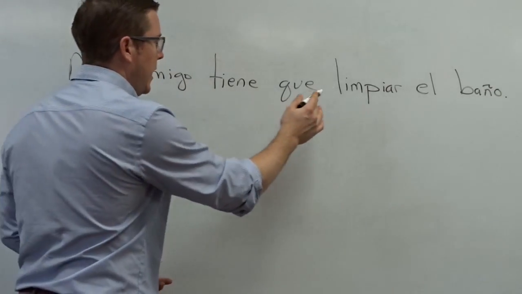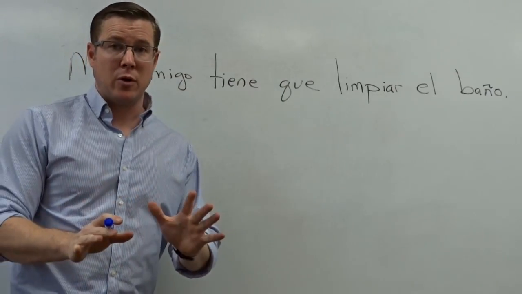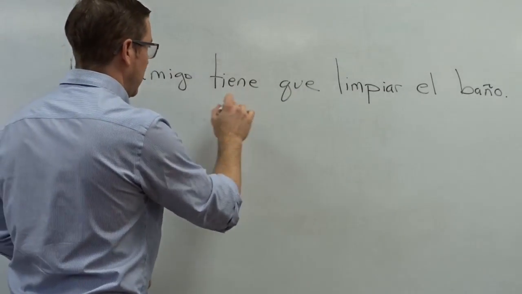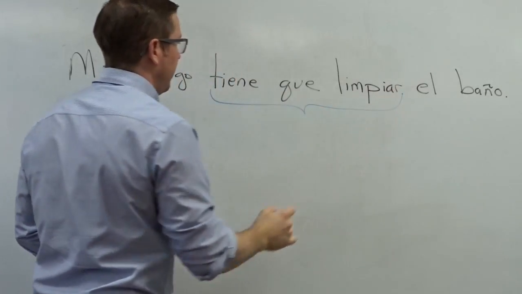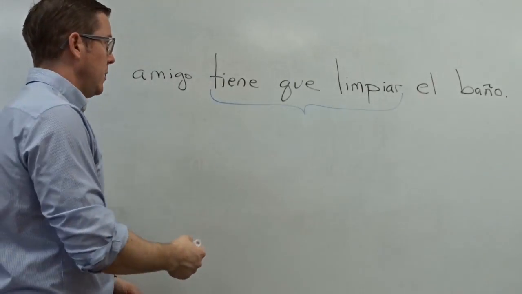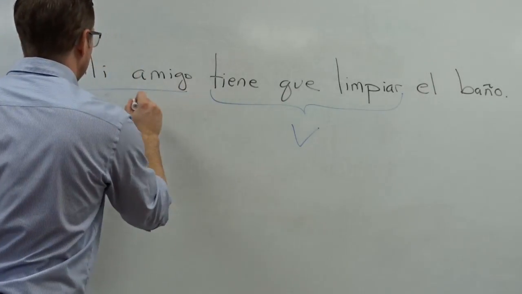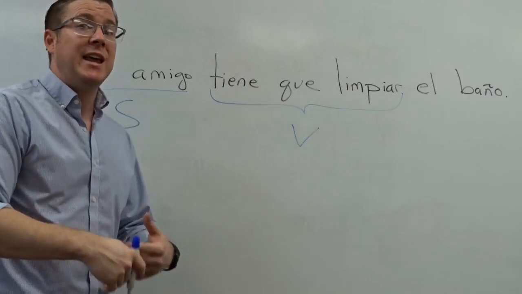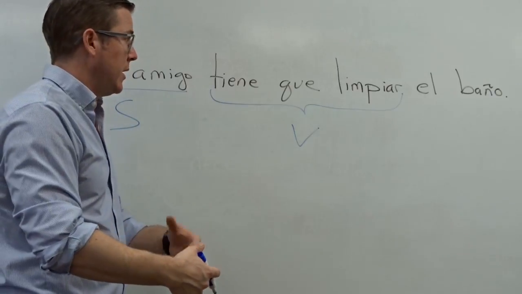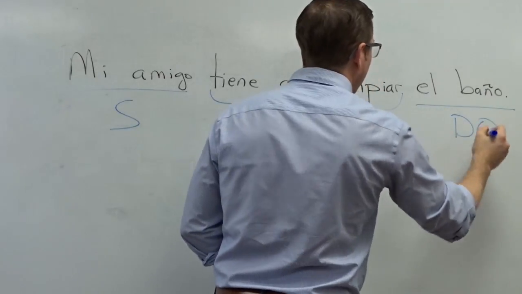Mi amigo tiene que limpiar el baño. First thing I want to do is find the verb, or in this case, identify the compound verb phrase. Tiene que limpiar. That's my compound verb phrase. All right? What's the subject? Mi amigo. What does he have to clean? Remember, tener que and then the verb means have to do something. Tiene que limpiar. What does he have to clean? El baño. That's my direct object.